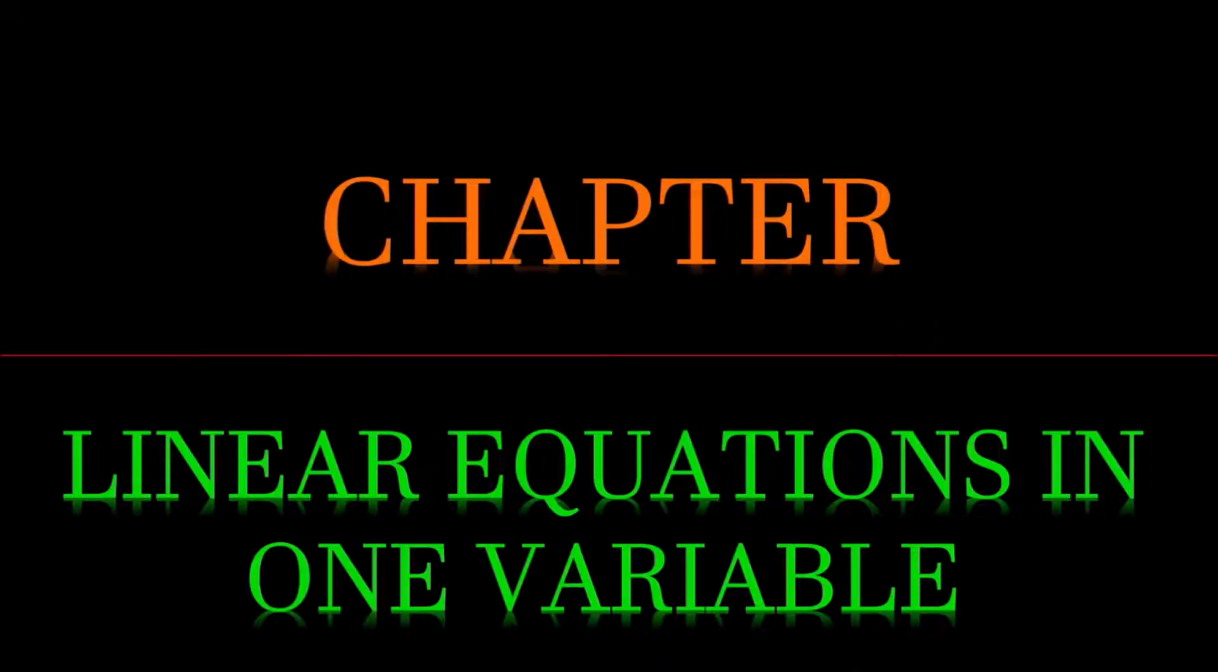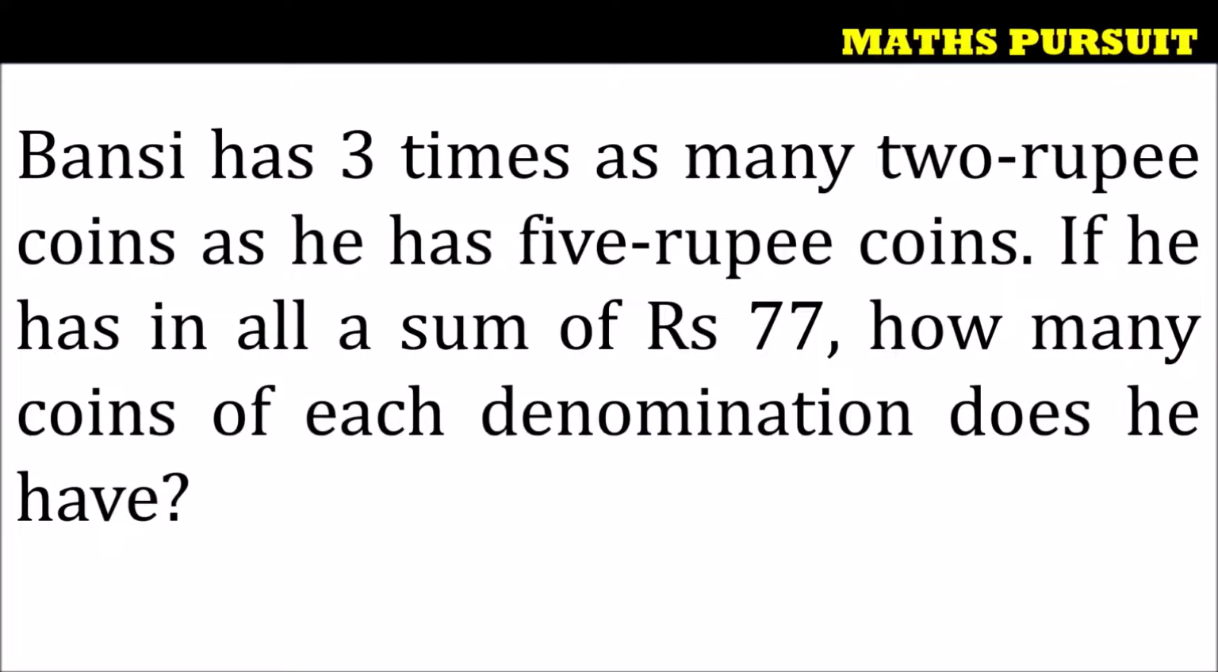Today we will look into the questions from the chapter called Linear Equations in One Variable. The given question is: Bansi has 3 times as many 2 rupee coins as he has 5 rupee coins. If he has in all a sum of rupees 77, how many coins of each denomination does he have? So guys, let us see how we can solve this question.